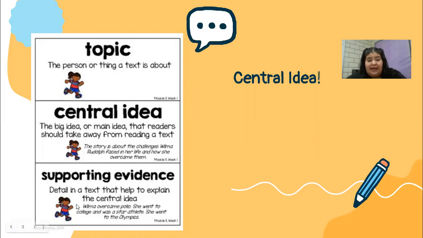So look right here. This supporting evidence has to support the central idea. We have to be able to say, this is what it's about, and this is the details. We can't just say, oh, this book was about alligators. You have to find, okay, well, what about alligators?